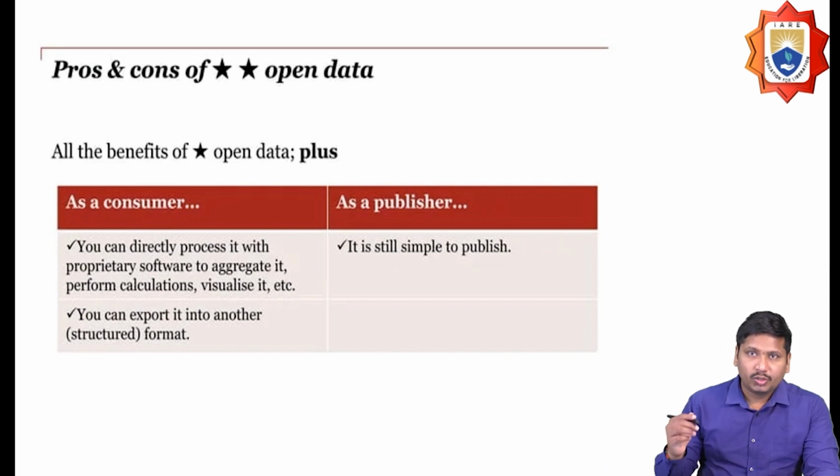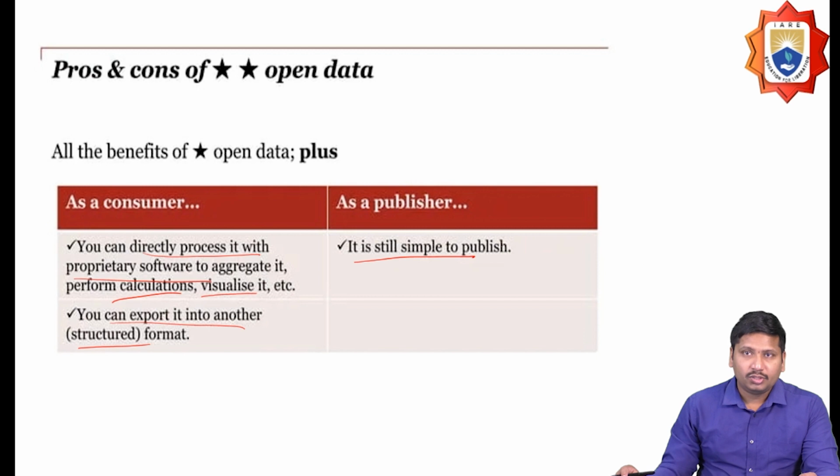And what are the pros of two-star open data? As a consumer, you can directly process it with appropriate software to aggregate it, perform calculations, visualize it, and also export it into another format. As a publisher, it is simple to publish. So these are the pros and cons of the two-star schema.